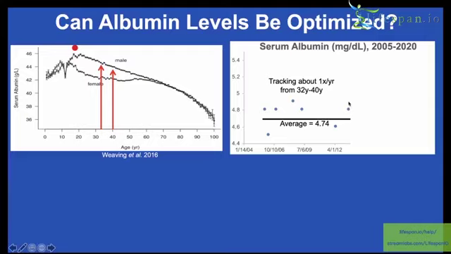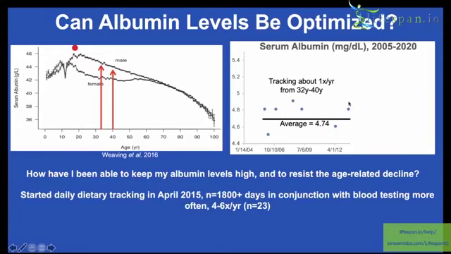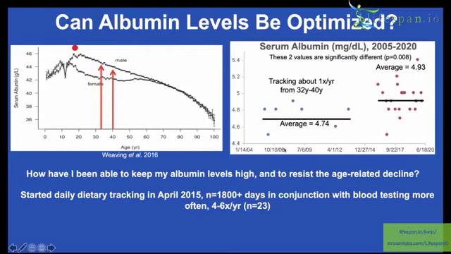Then in 2015, I started tracking more often. I started dietary tracking and blood testing 4 to 6 times a year. I have 23 data points now for albumin in the last 5 years. What we can see is that I've been able to increase my albumin levels from 4.74 to 4.93, and using a t-test, these values are significantly different. So now I'm even higher off the chart than I was before, when I should be somewhere here, and there should have been some age-related decrease. So I've been able to resist the age-related decline in albumin.